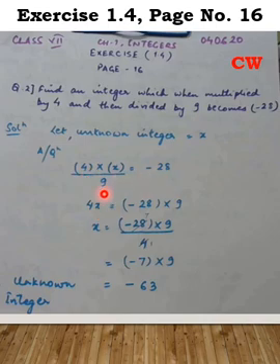So 4x will be, since 9 is getting divided here, it will move to the other side, where it will be multiplied. Minus 28 into 9. So x is equal to minus 28 into 9 by 4 using the cancelling property. 4 ones are 4, 4 sevens are 28. So minus 7 into 9 is minus 63. So the unknown integer is minus 63.